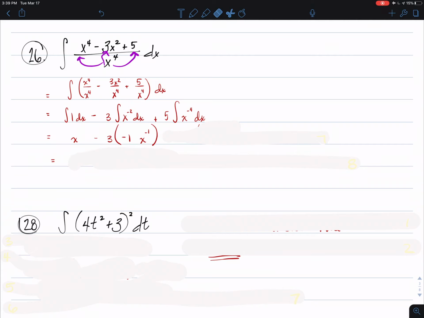And then for the last piece there, copy down your plus 5. The integral of x to the negative 4th, move the power up by 1, x to the negative 3rd. Multiply by the reciprocal of the new power. And now let's clean up all 3 of those pieces, actually just 2 of those pieces. And this is what you have.